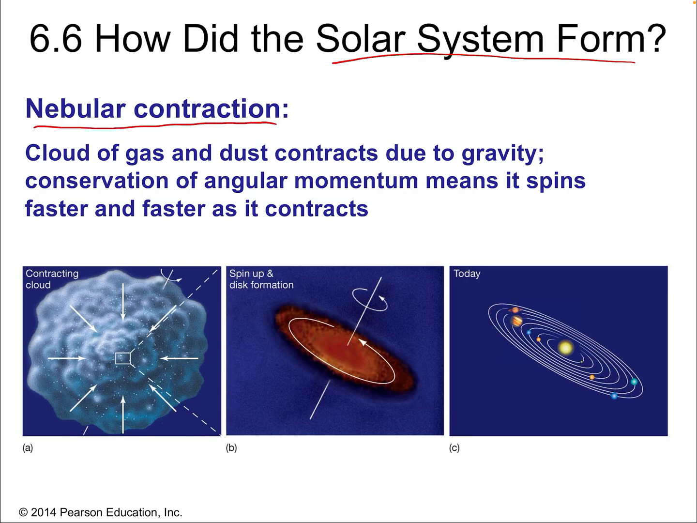So a cloud of gas and dust contracts due to gravity. Conservation of angular momentum means it spins faster and faster as it contracts. It's like an ice skater that has their arms out and then pulls their arms in, and as they do so, they spin faster. So too does this giant cloud of dust spin faster as it contracts, and as it contracts and becomes denser, it heats up. Eventually, the center of it heats up hot enough to start nuclear fusion, and a star is born. And the leftover remnants, the things that didn't collapse into the star, eventually form the planets, like our Earth and Jupiter and so on, all 8 of them.